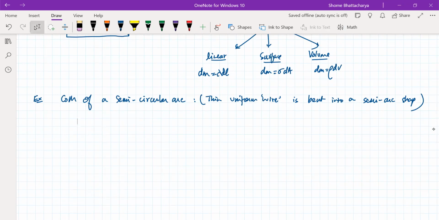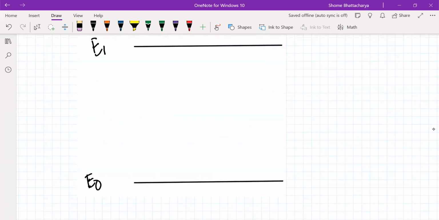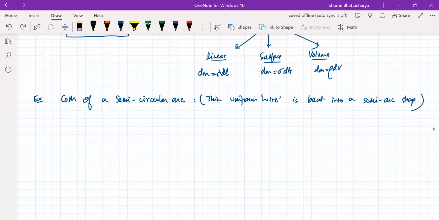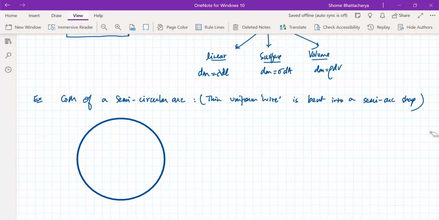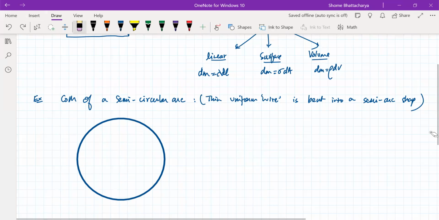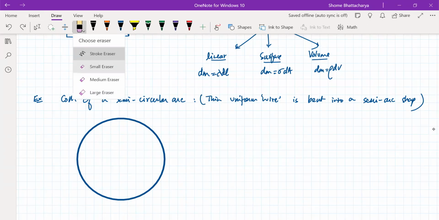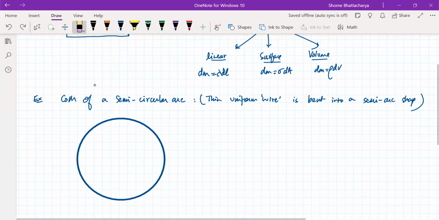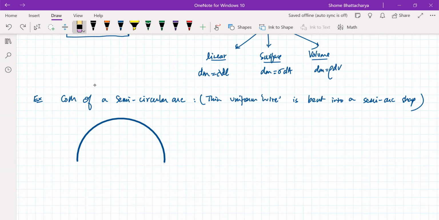Or basically, another way to visualize this would be to imagine we had a circular ring made of a thin wire, and we just cut it into half. So we're left with a semi-ring. Now we want to find the position of the center of mass of the semi-ring.